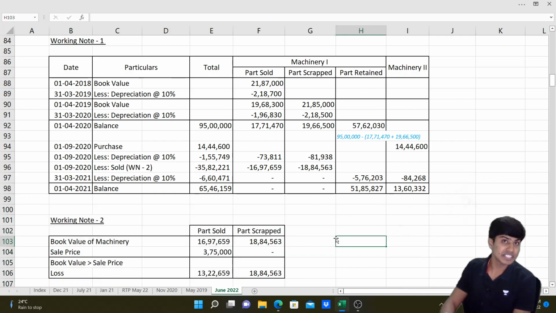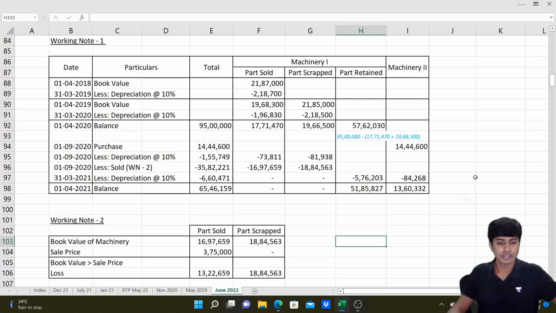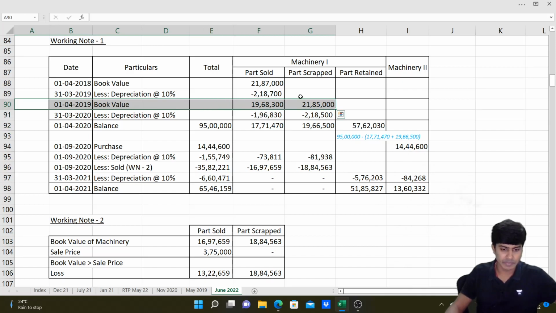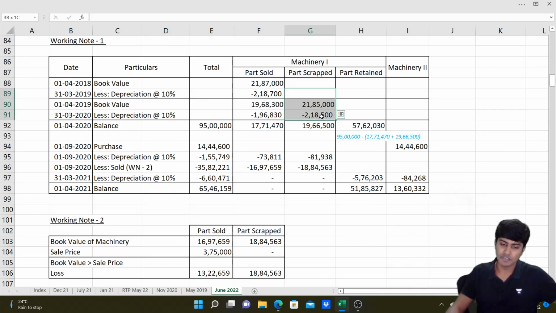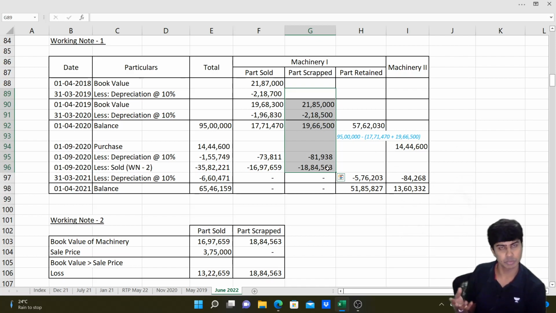Then the asset which is scrapped, its value as on 1st of April 2019. Its cost is 21,85,000. So I'll take on 1st of April 2019, 21,85,000 as its value. I'll depreciate completely for that year, 2,18,500, 10% depreciation. I'll be left with 19,66,500. Then we are scrapping it on 1st of September. So again I need to provide, not 6 months, 5 months depreciation. Once I provide 5 months depreciation, 81,938, it will come to 18,84,563.